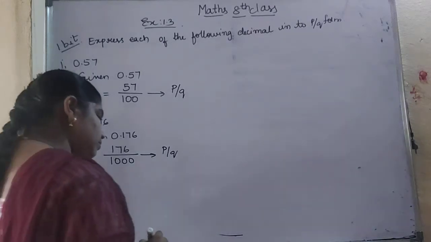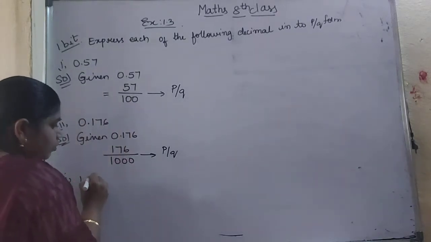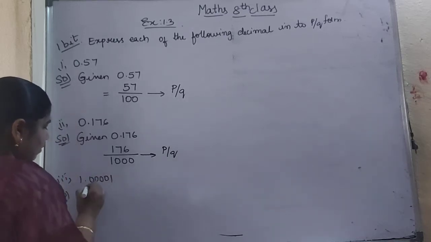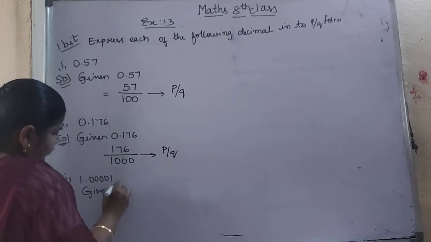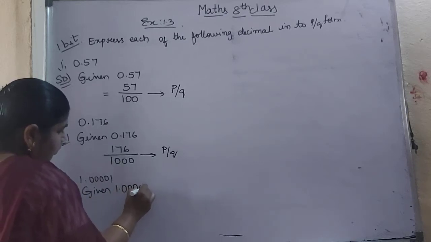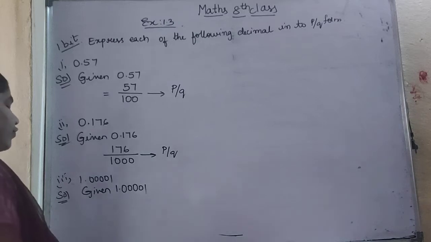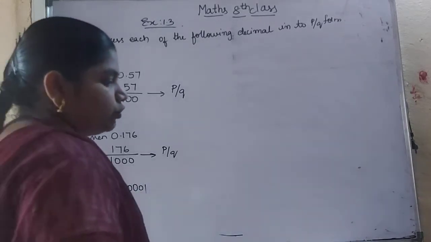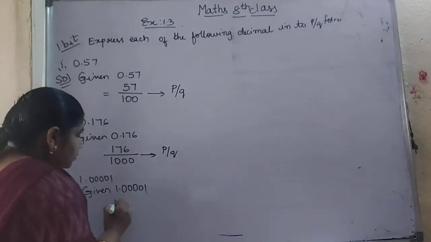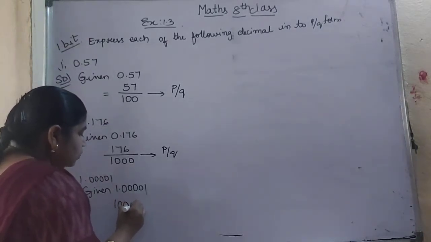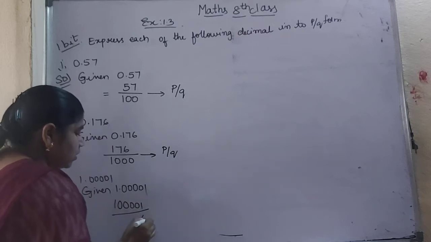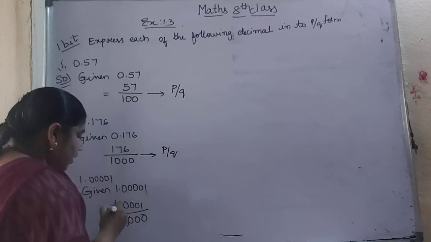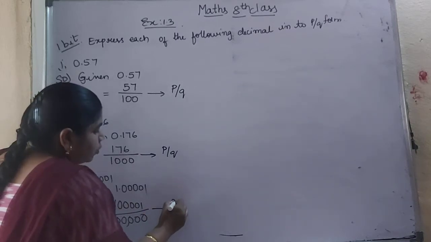Next is the third one, 1.00001. After the point how many digits are there? 1, 2, 3, 4, 5. That means in the denominator you should get 5 zeros. That is 100001 by 5 zeros, 1, 2, 3, 4, 5 and 1. That is nothing but 1 lakh. So this is also in the form of p by q.